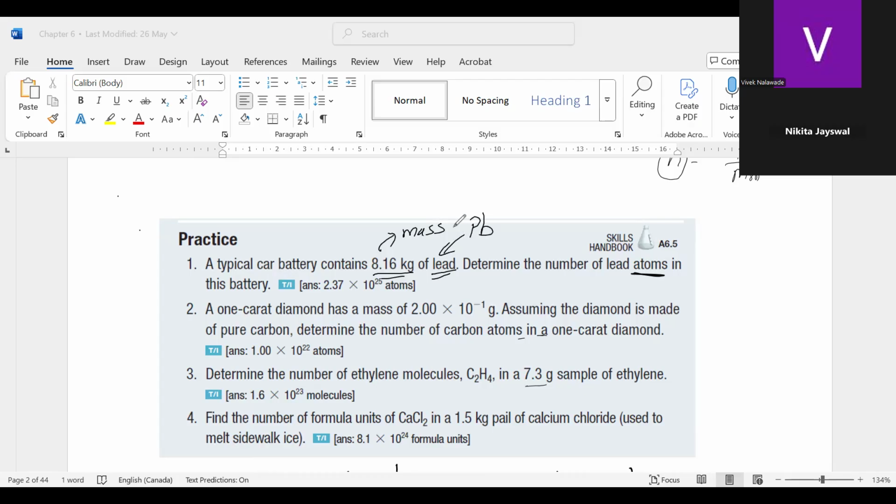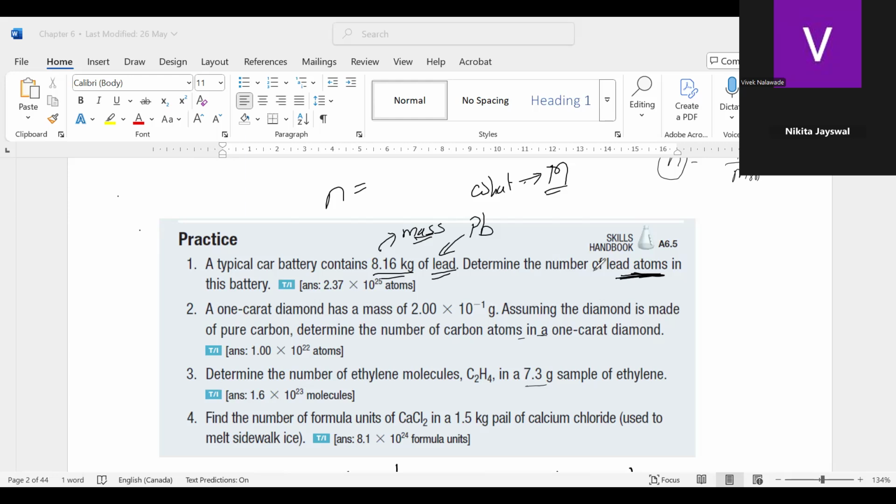You know the mass. If you know the mass and capital M, you know the n. Now here they have not directly given you the moles, like in the previous problem, where they were telling you moles, calculate the mass. Here they give you the mass. Now they are asking to determine the number of lead atoms.